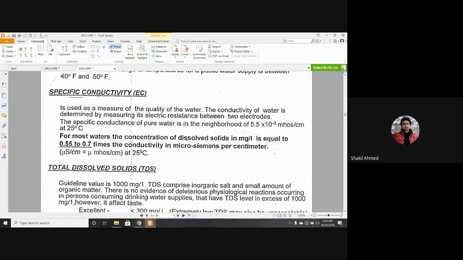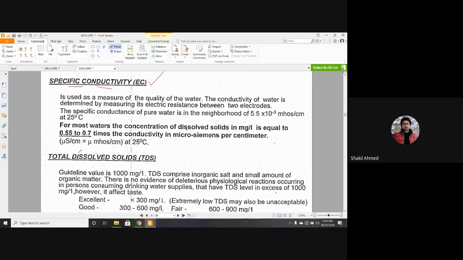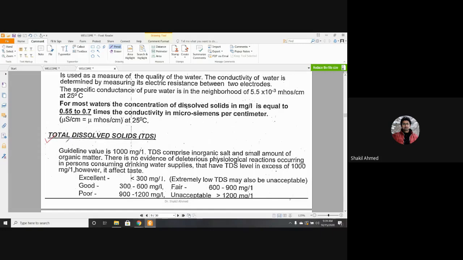What is specific conductivity? Before I go there, I want to discuss this thing: total dissolved solids.